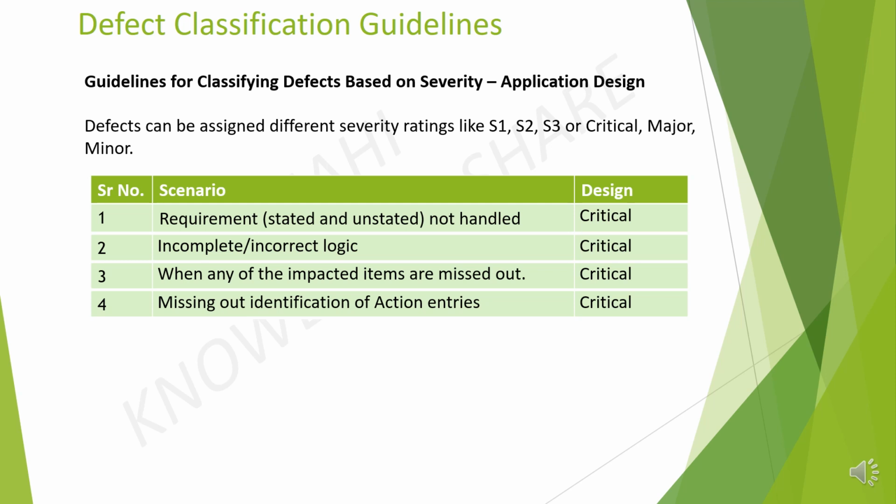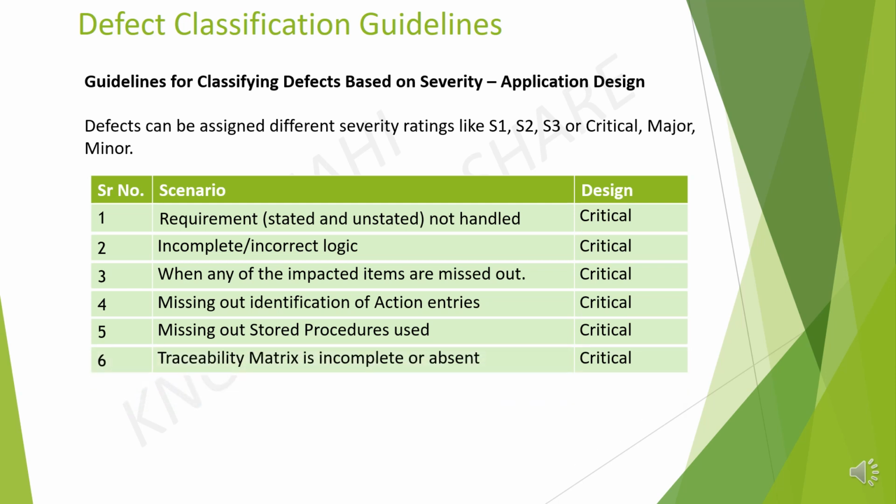Scenario number 4, missing out identification of action entries. Severity is critical. Scenario 5, missing out stored procedures used. Severity is critical. Scenario number 6, traceability matrix is incomplete or absent. Severity is critical. Scenario number 7, algorithm is not optimized. Severity is major.